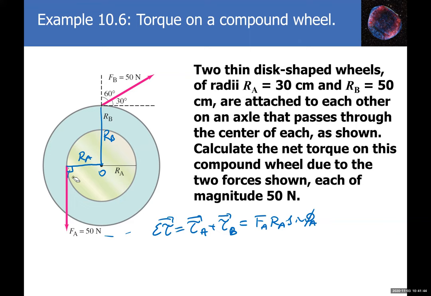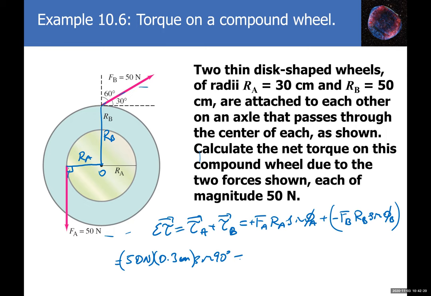Then I have torque B. So I have FB, RB sine of phi B. Now, is it positive or negative? Well, I can see that this is going to make a clockwise contribution, so it is negative. That means what I get here is this. FA is 50 newtons. The RA is given as 30 centimeters, so 0.3 meters. Then sine of 90 degrees. Then minus FB, which is 50 newtons times 0.5 meters. So it's acting further.